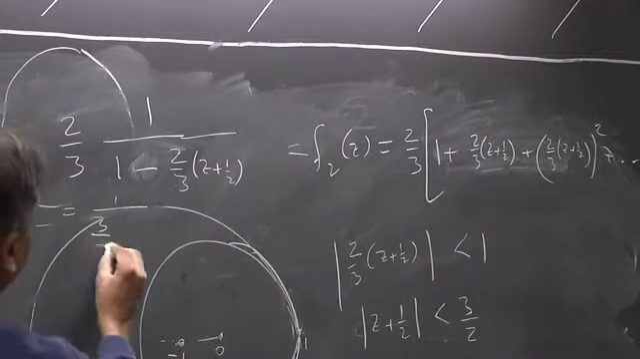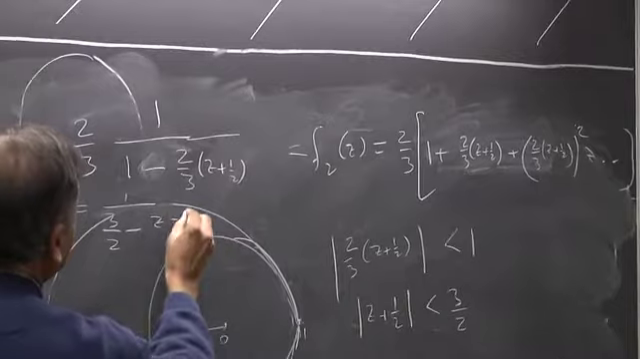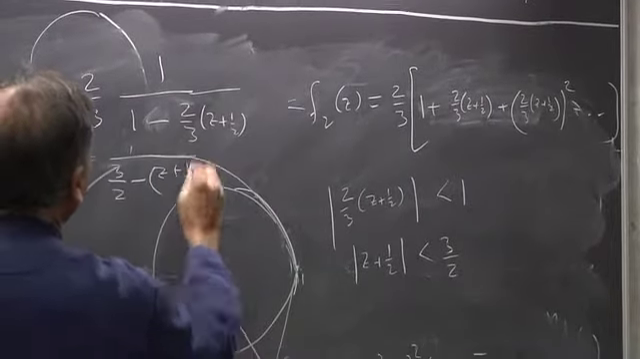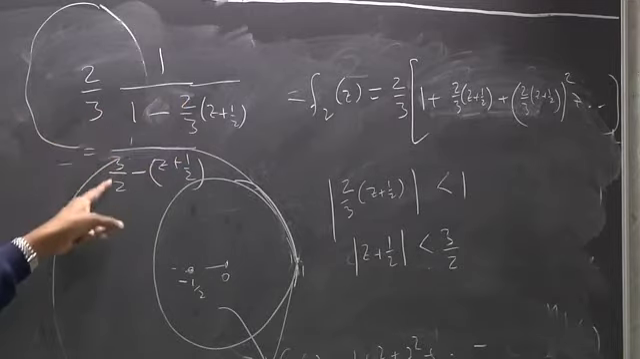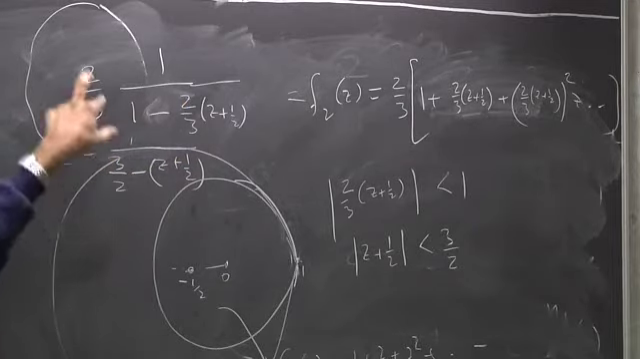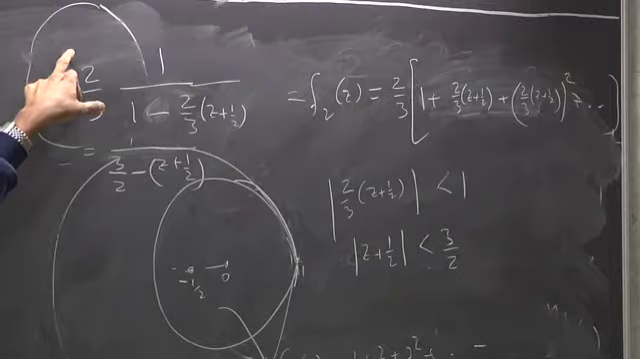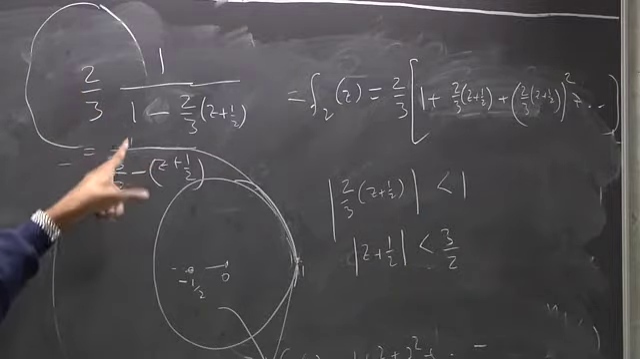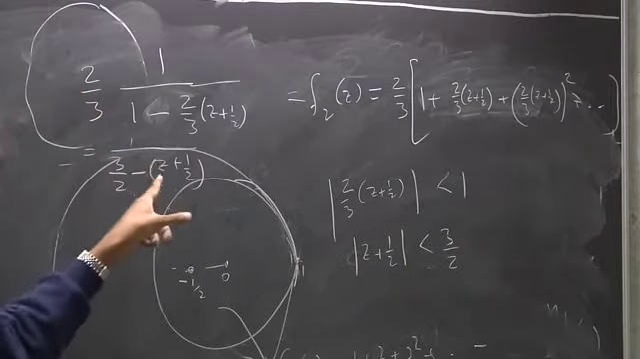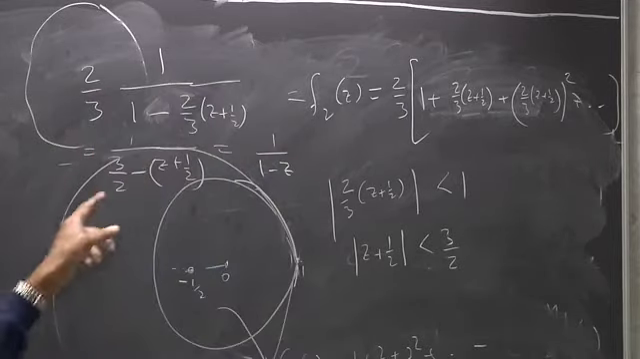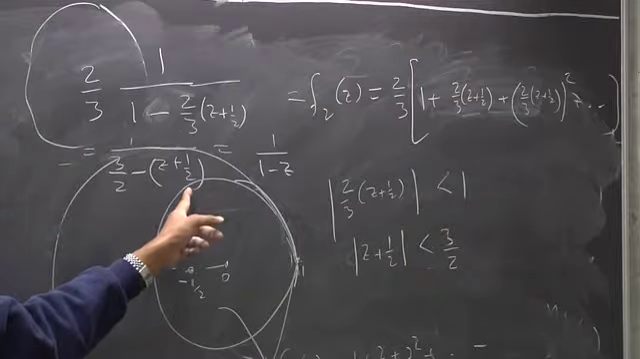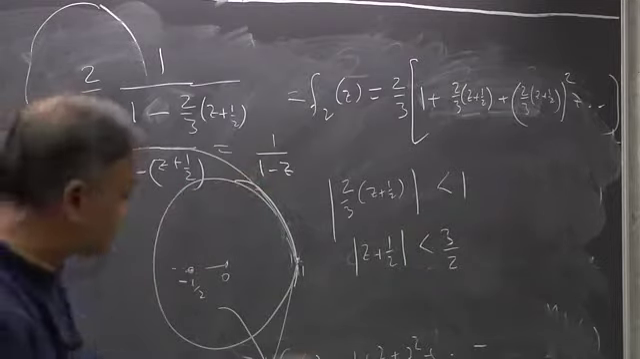So you get here 3 half minus z plus half, right? Just take out 2/3. So here it becomes 3 half, and that 2/3 will cancel with this 2/3. So you get here 1 divided by 3 half minus z plus half, which is the same as 1 divided by 1 minus z. 3 half minus half cancels, right? So it actually is the same function.